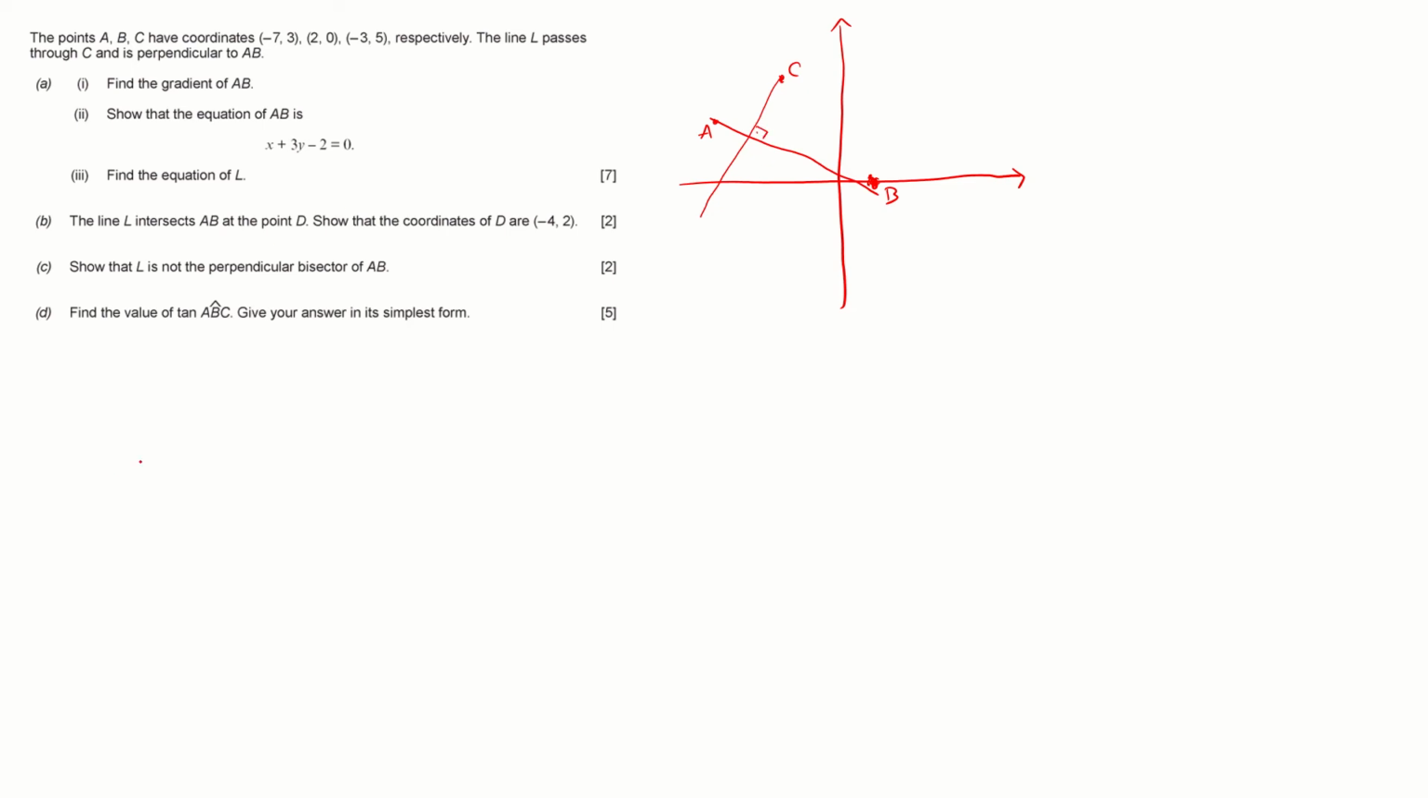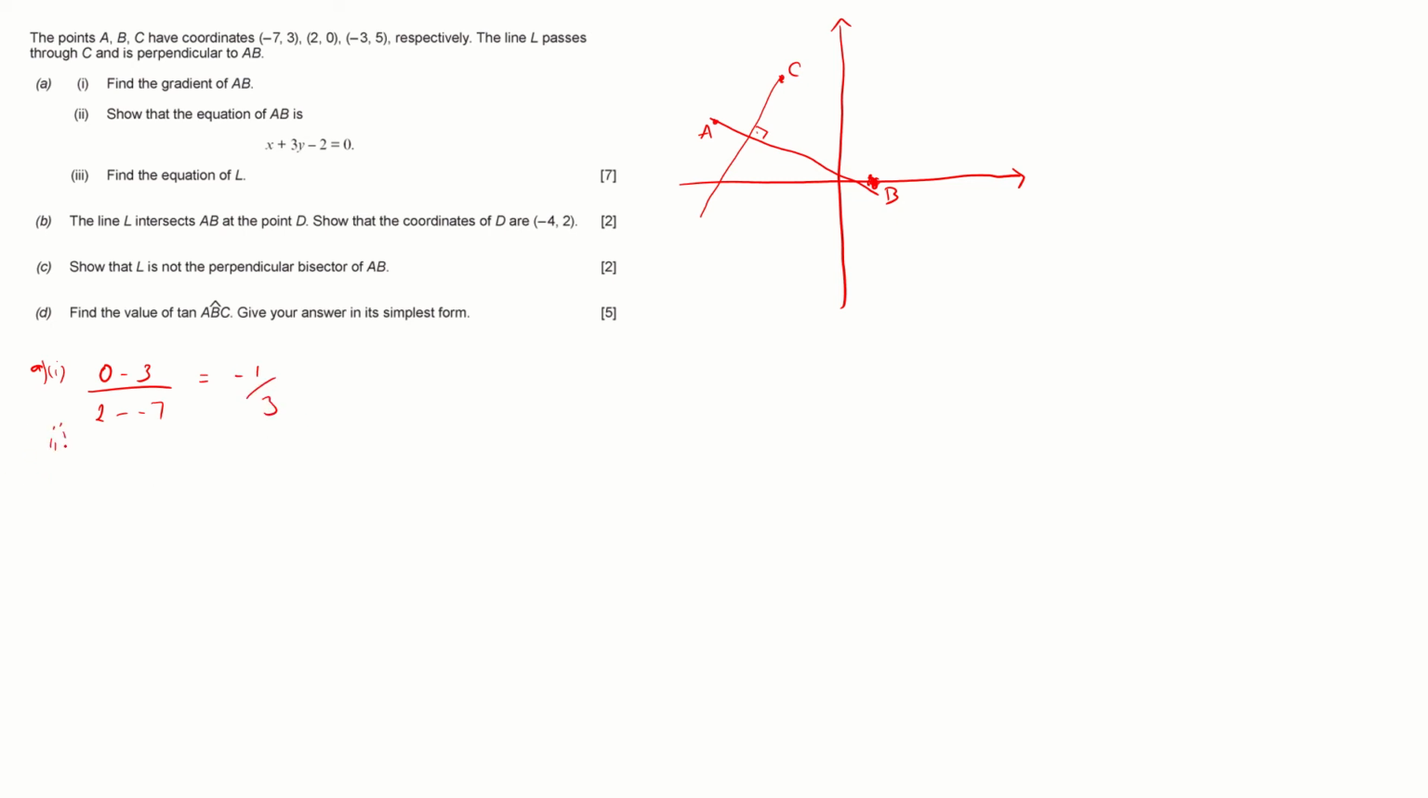Find the gradient of AB. Part A, part 1, nice and easy. Y2 minus Y1 over X2 minus X1. And we're talking about A and B, so you're going to have 0 minus 3 over 2 minus minus 7, which is going to give you minus 3 over 9, which is minus 1/3.